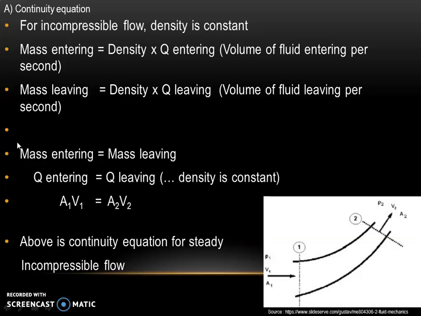Now, the mass entering will be equal to mass leaving, as there won't be any increase or decrease in the mass. So, Q entering is equal to Q leaving, as density is same. So, we can write Q1 as A1 V1 and Q2 as A2 V2. And this is what is the continuity equation for steady incompressible flow.